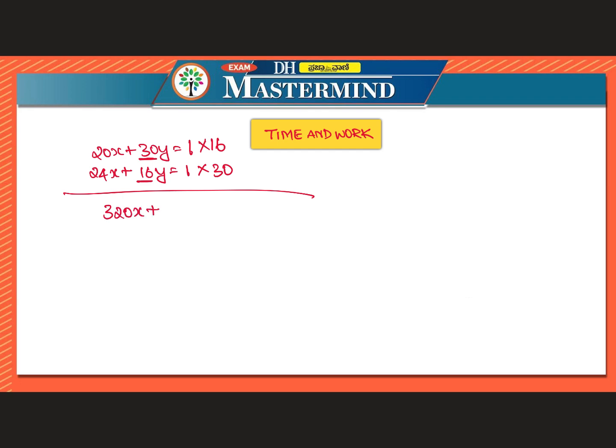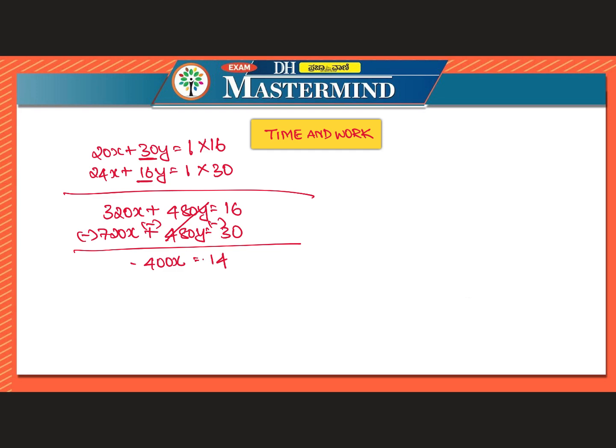320x plus 480y equals 16, 720x plus 480y equals 30. Now let us subtract. When we subtract these two equations, we will get 400x. Here the y variable gets completely eliminated. 400x equals 14. The minus sign on both sides gets cancelled out. So 400x equals 14.